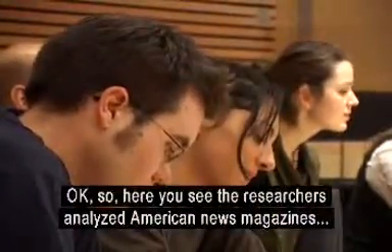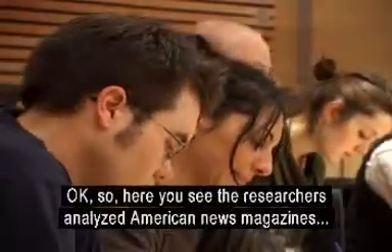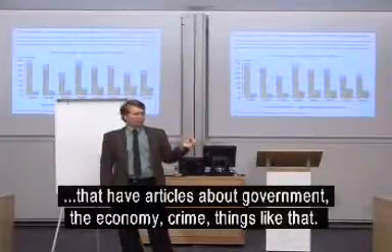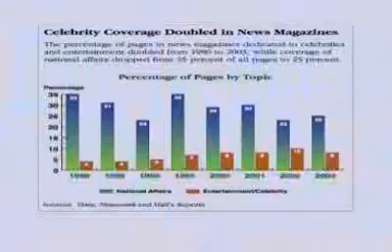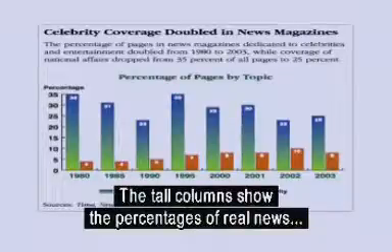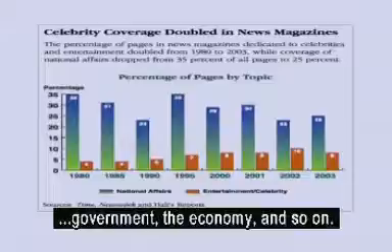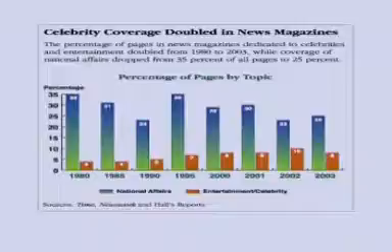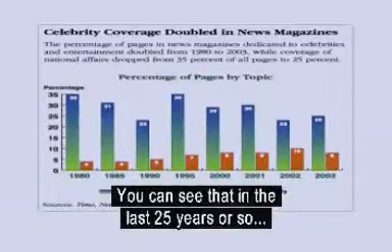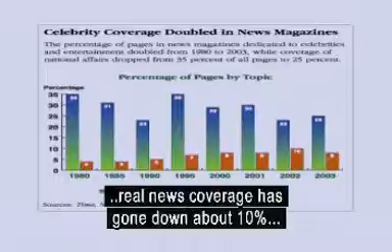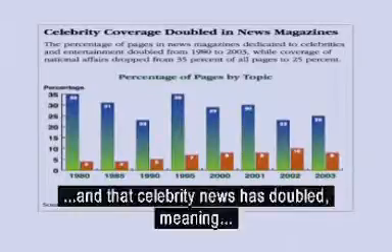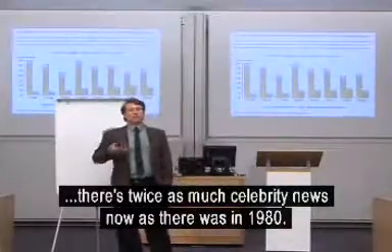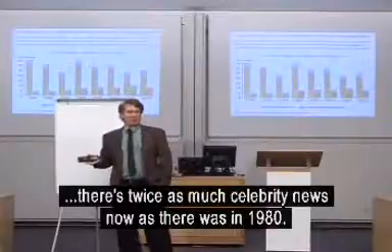Okay, so here you see the researchers analyzed American news magazines. So that means they looked at serious magazines that have articles about government, the economy, crime, things like that. The tall columns show the percentages of real news, government, the economy, and so on. And the short red column shows the percentage of articles about celebrities. You can see that in the last 25 years or so, real news coverage has gone down about 10%. And that celebrity news has doubled, meaning there's twice as much celebrity news now as there was in 1980. That's big news.